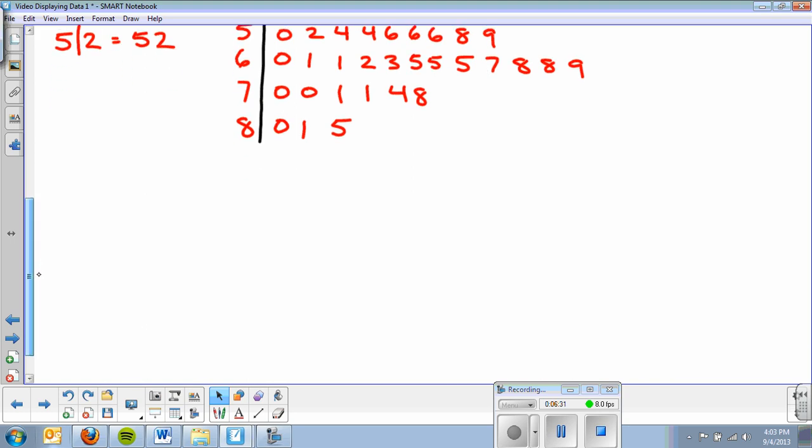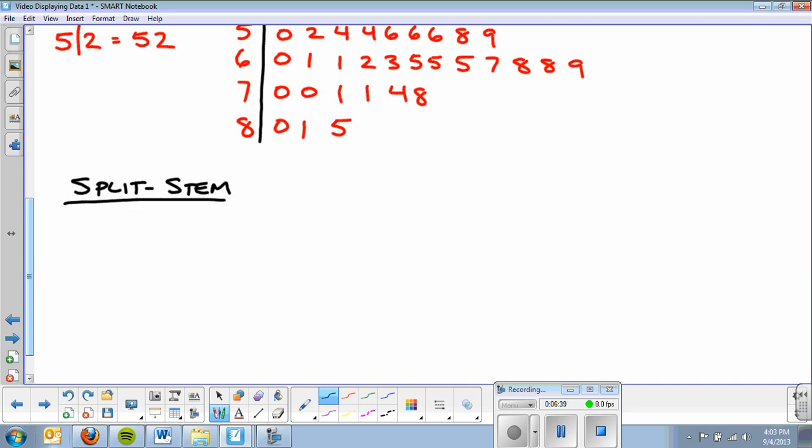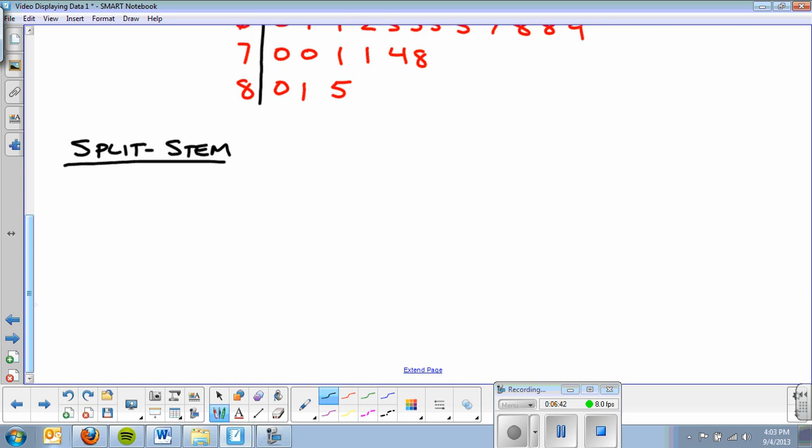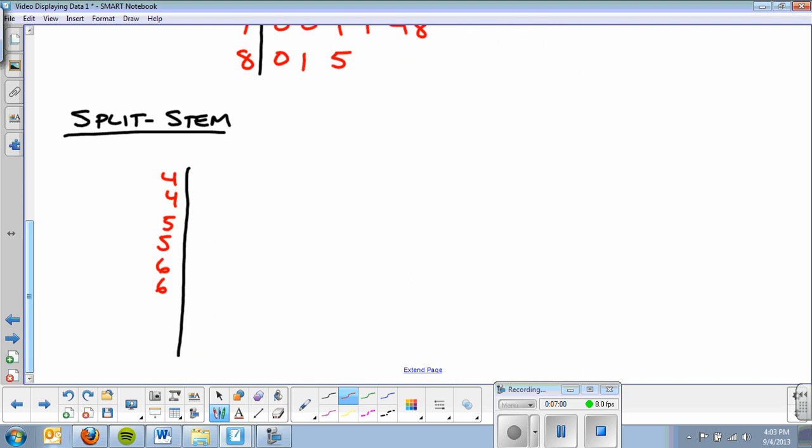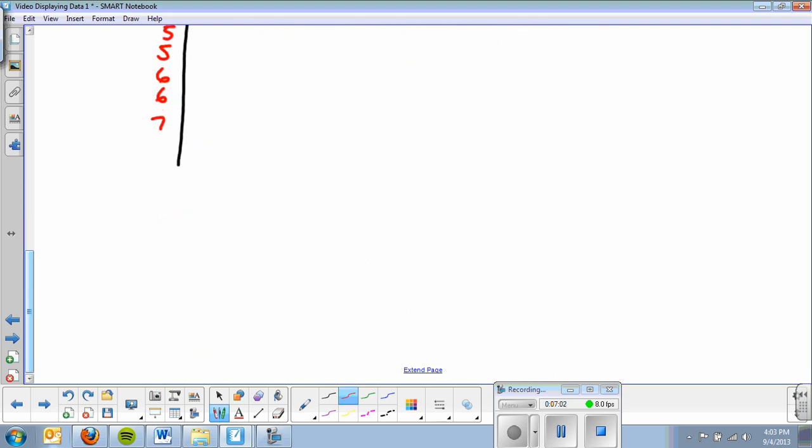together, so you can do what's called a split stem. It gives you a better idea. So I'll do a quick version of the split stem. What you're going to do is draw your bar, and you're going to separate every stem basically into 2. So there's going to be 2 4s, 2 5s, 2 6s, 2 7s, and 2 8s.